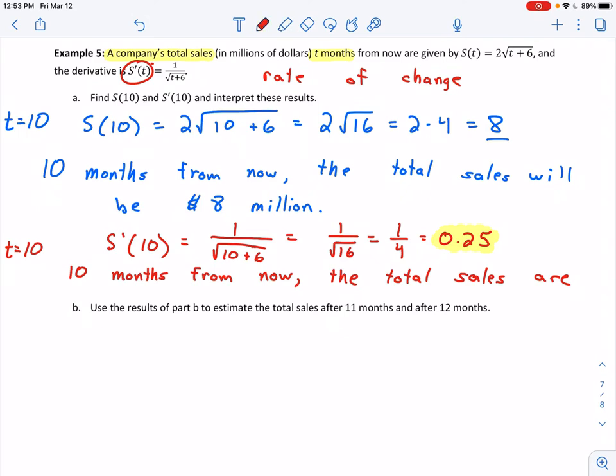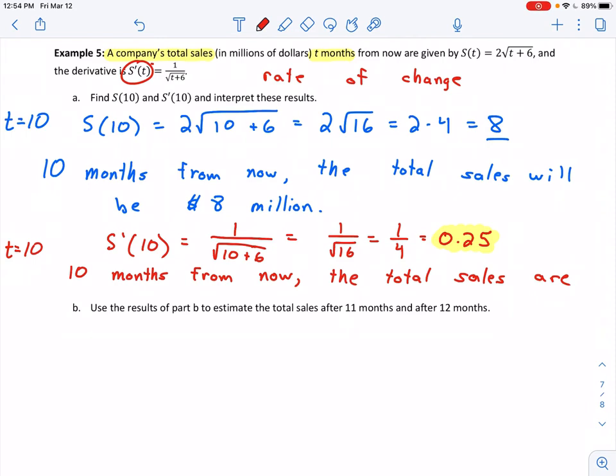So since we have a positive number, intuitively we would think that our sales are increasing, and that's certainly the case here. So if we have a positive derivative, that means our rate of change is positive and it's increasing. But if we had ended up with a negative result, that would mean our total sales would be decreasing. So I think it's fairly intuitive to interpret that. We're just looking at the sign. If it's positive, our quantity is increasing. If it's negative, our quantity is decreasing.